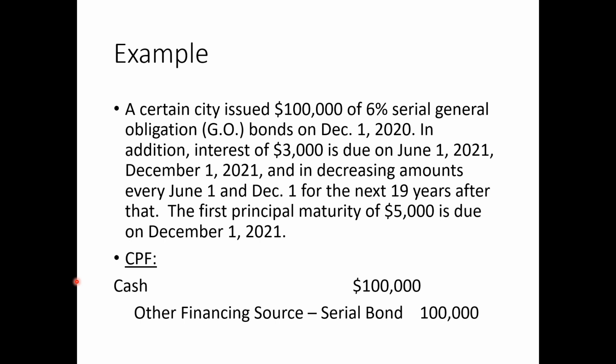Another example. A certain city issued a $100,000, 6% general obligation bond on December 1st, 2020. In addition, interest of $3,000 is due on June 1st, 2021, and December 1st, 2021, and in decreasing amounts every June 1st and December 1st for the next 19 years after that.